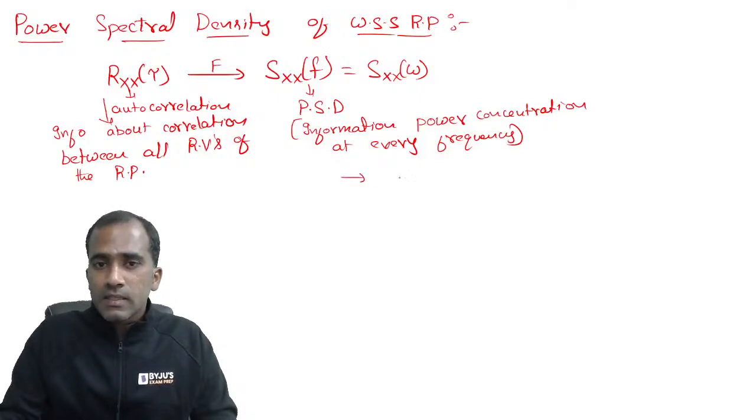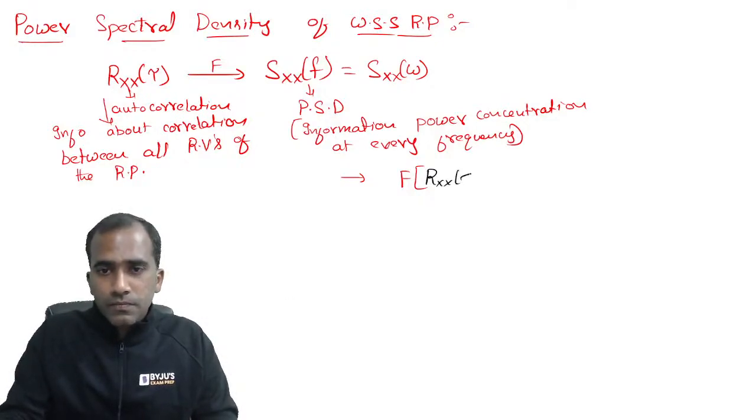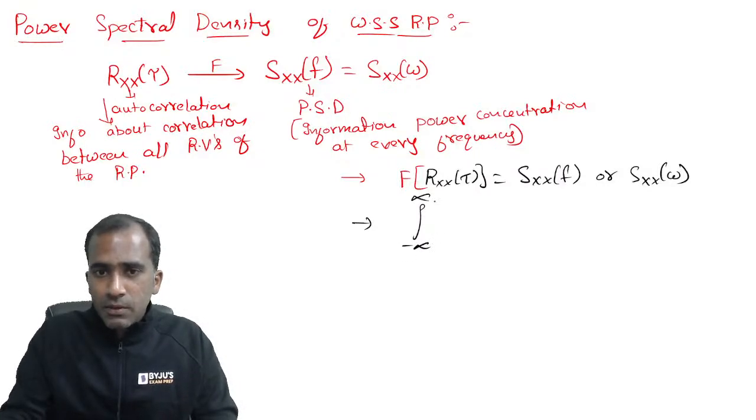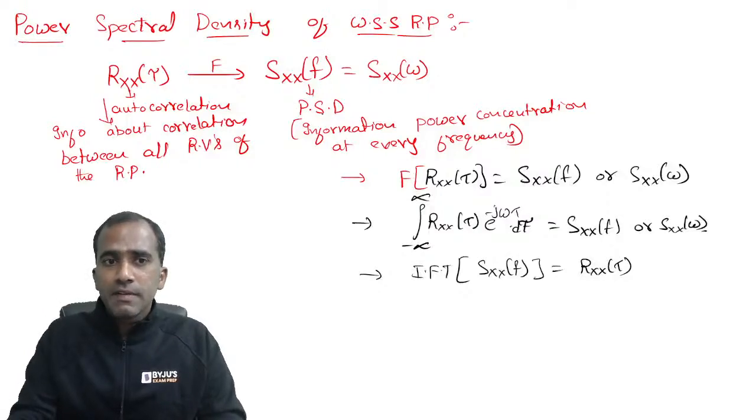So let us write it in this form. Fourier transform of RXX of tau is equal to SXX of f or SXX of omega. Okay, so you know the formula for Fourier transform: integration from minus infinity to plus infinity RXX of tau e power minus j omega tau d tau. This is equal to SXX of f or SXX of omega. Similarly, the reverse relation: the inverse Fourier transform of SXX of f is equal to RXX of tau. The inverse Fourier transform of power spectral density will give us the autocorrelation function.